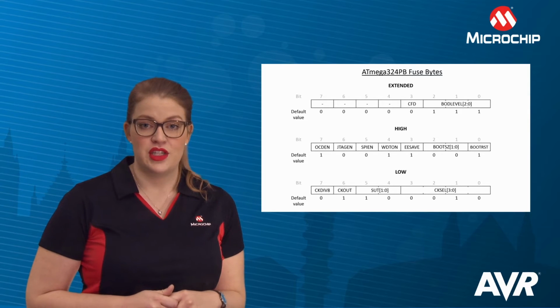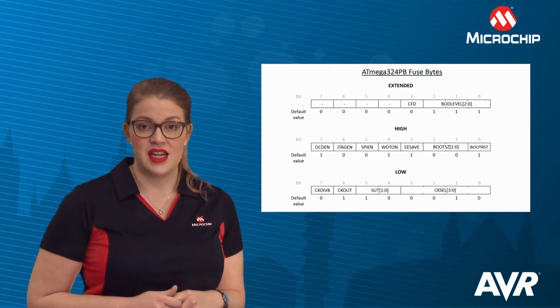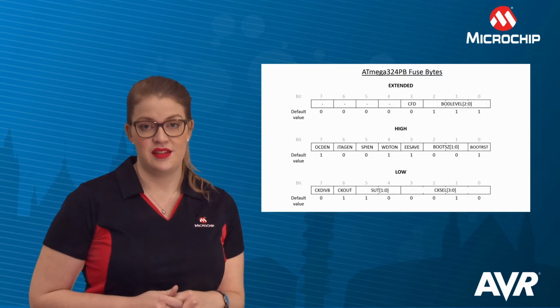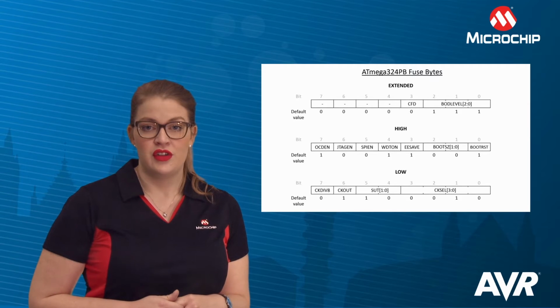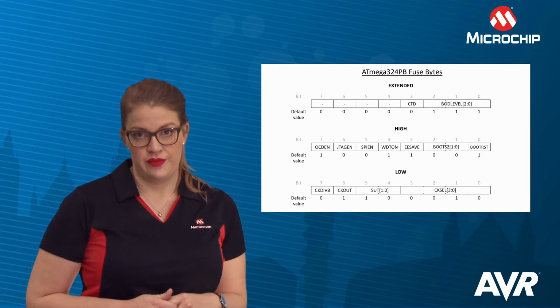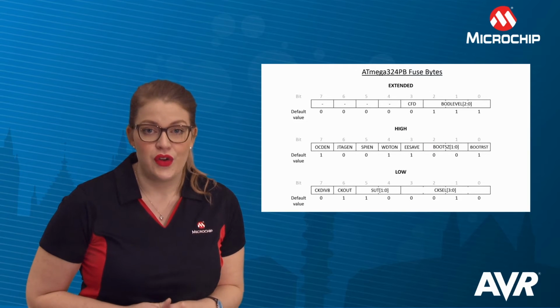Fuses are not affected by chip erase and can only be altered by an external programmer or debugger, so settings configured in this way are very persistent. Fuses are read by the device at power up in normal mode or when entering programming mode. A fuse bit is programmed and active when it has a value of 0.